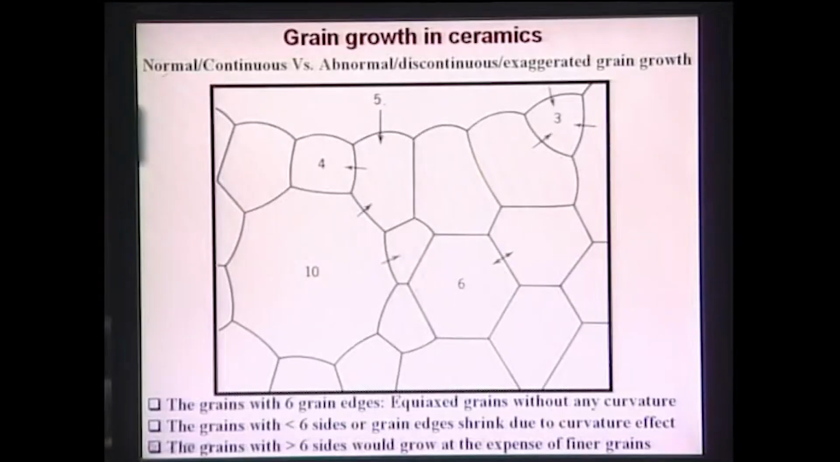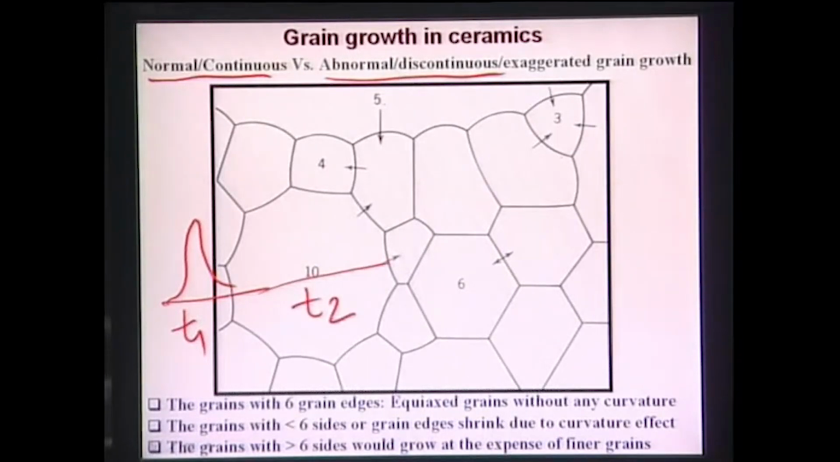Now this is the grain growth which takes place in ceramics. One is called normal or continuous grain growth, one is called abnormal or discontinuous grain growth. Now what is normal grain growth? Normal grain growth means, suppose your grain size distribution at any given time T1 is like this, your grain size distribution changes at time T2, where T2 is greater than T1, and then it is simply shifted along the x-axis to a new distribution value.